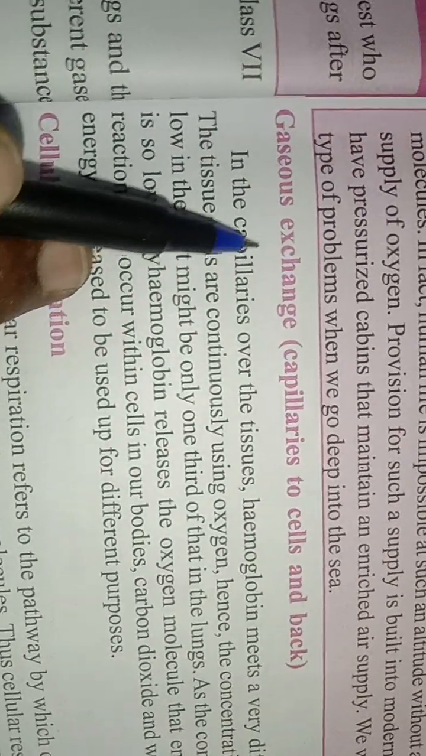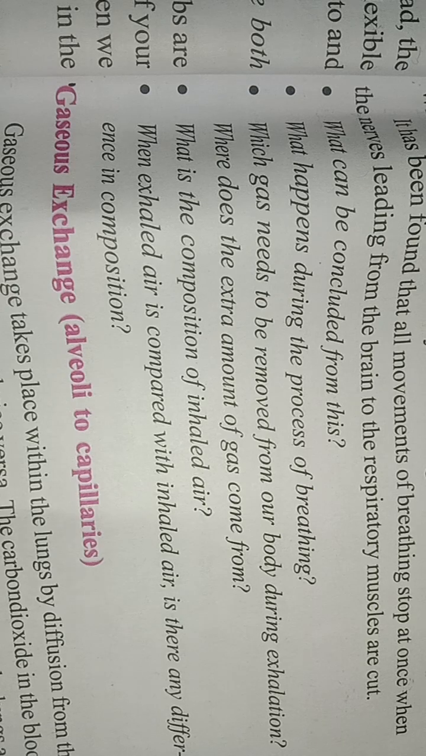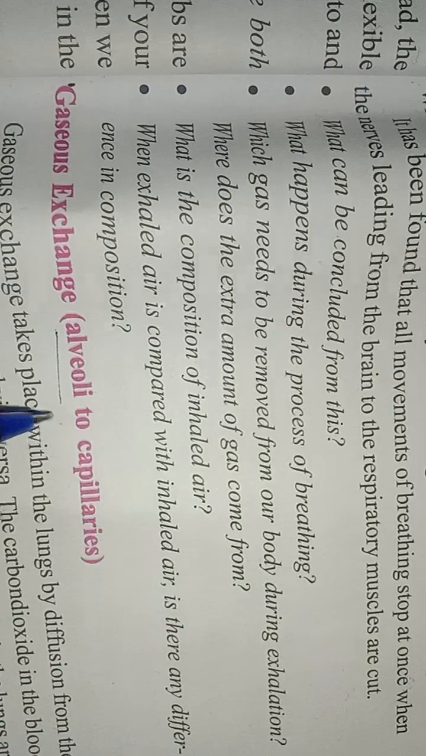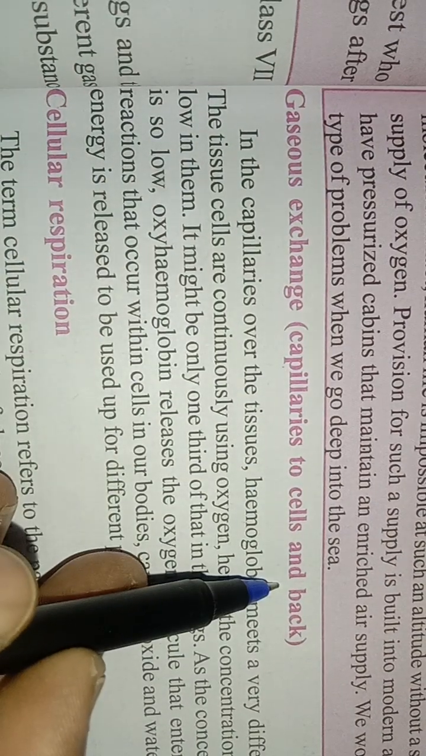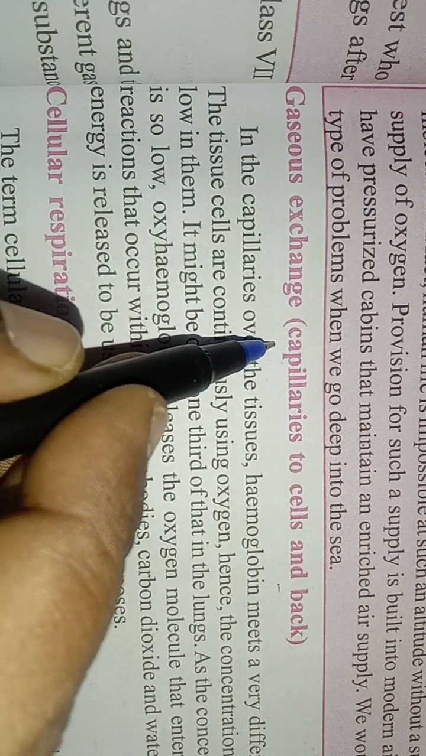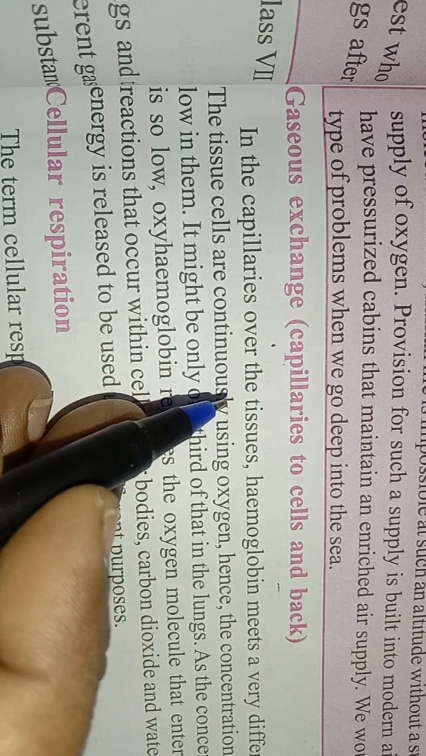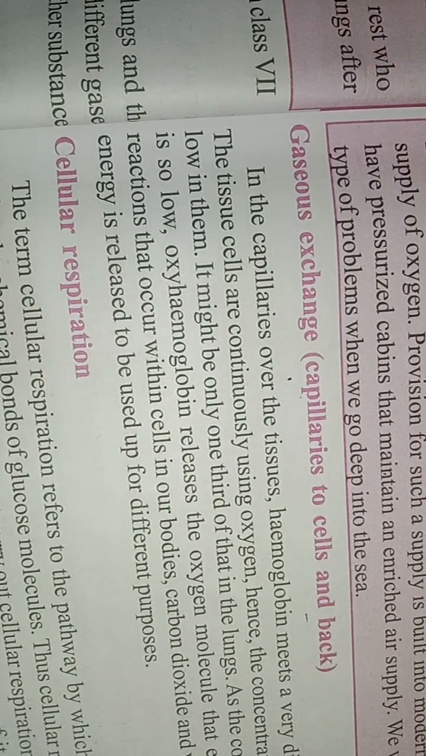Next, we have gaseous exchange. Same heading we have here. For this topic also we have gaseous exchange: alveoli to capillaries. It happens in our lungs. Here also gaseous exchange takes place. Now this is about capillaries to cells and back. These blood capillaries take oxygen to all the cells in our body. And what is happening? That is the gaseous exchange now.